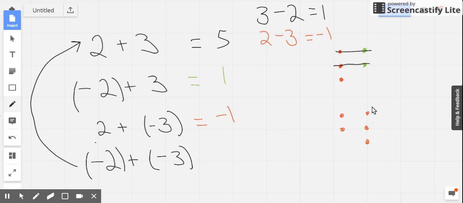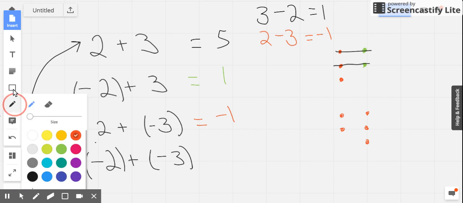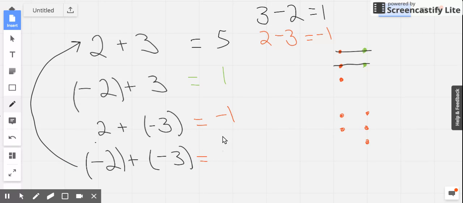Well, hold on, I've got no pairs because I've got no green dots. I've only got red dots. So in the end, since I'm only left with red dots, I have 1, 2, 3, 4, 5. So it's negative 5. So even though we're using the same numbers, depending on the signs, depending on what's negative and what's positive, we're going to end up with different results.